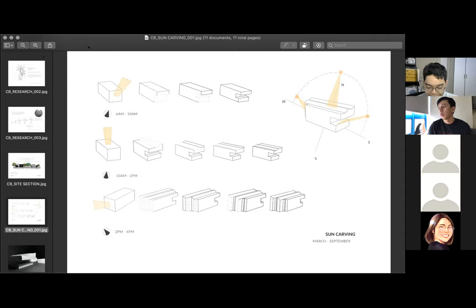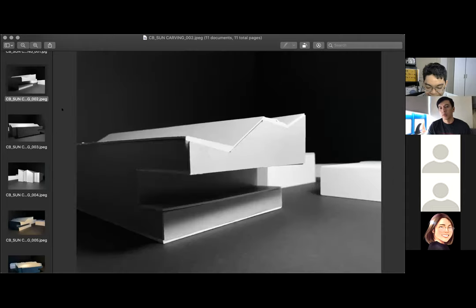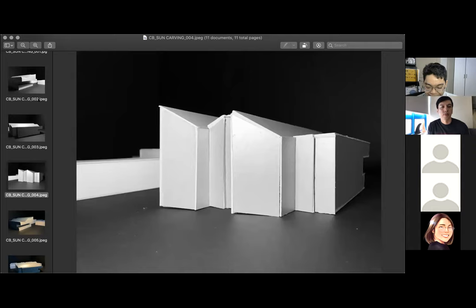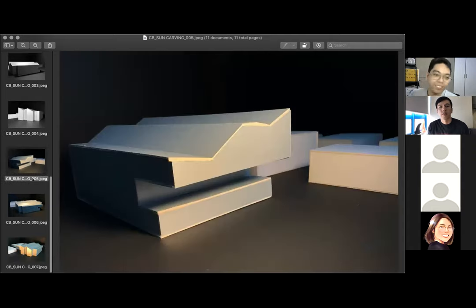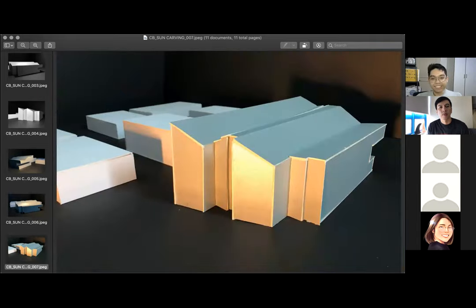So, yun po. Ito po yung sun ko. Ito po yung model in black and white. This is the room with sun. Yun lang po.